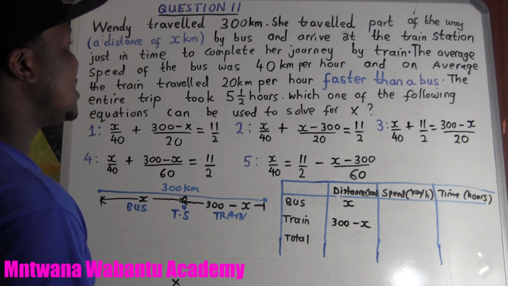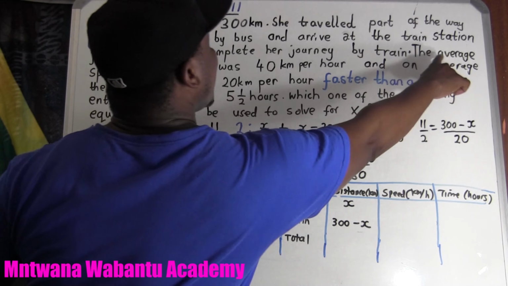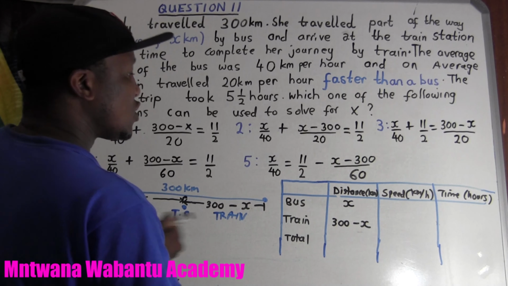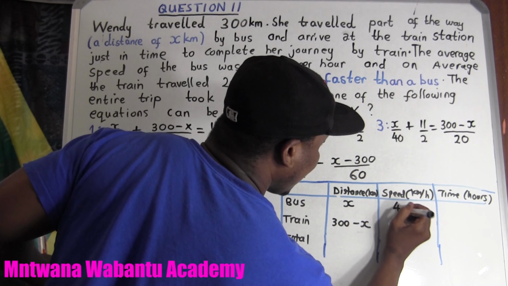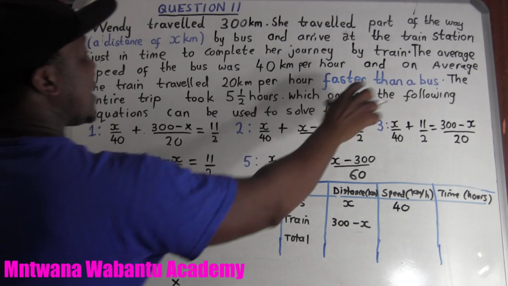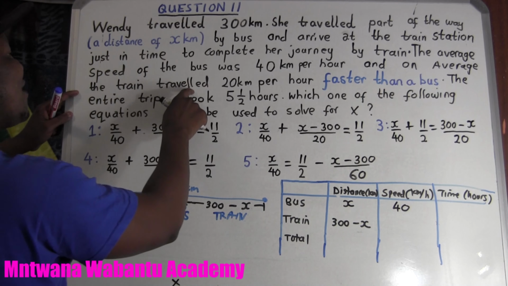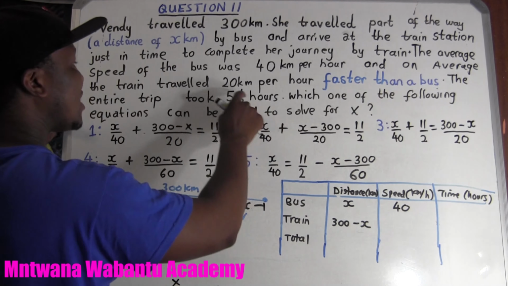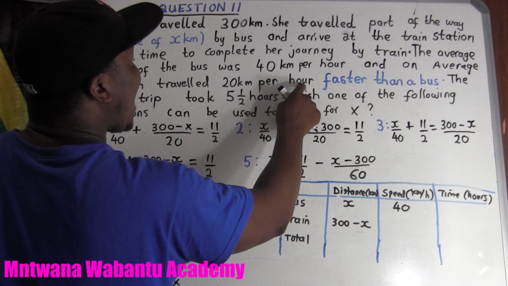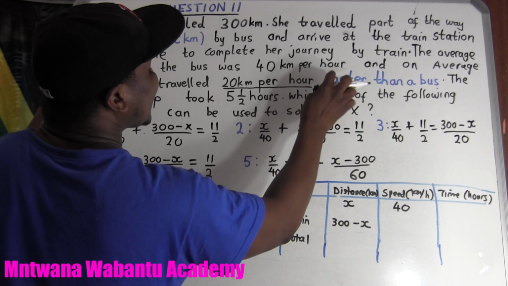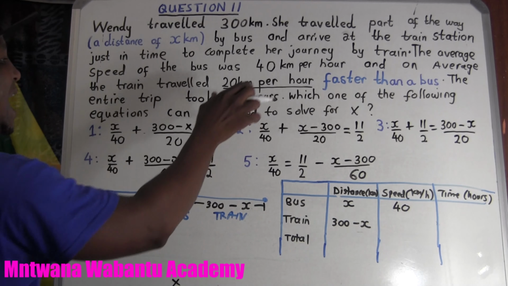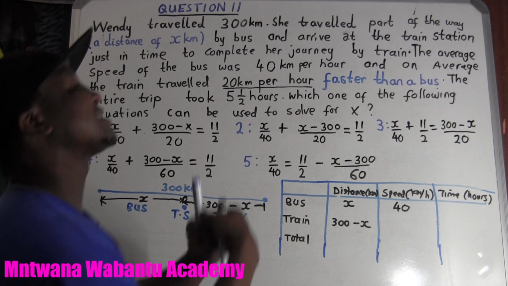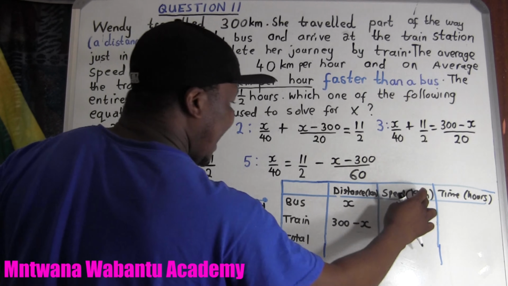Okay, do we have a speed? Now we go. The average speed of the bus was 40 kilometers per hour. Oh, so the speed of a bus is 40 kilometers per hour. And on average, the train traveled 20 kilometers per hour faster than a bus. This is not the actual speed of a train. They say the train is going to be 20 kilometers per hour faster than a bus.